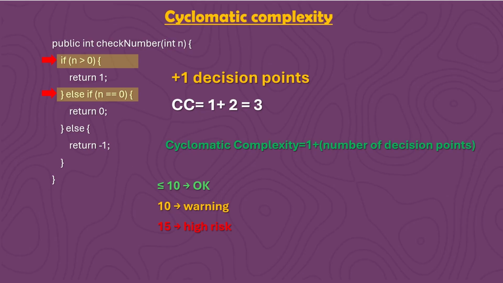So PMD doesn't care about variable assignments, return statements, or code length. It only counts if-else, loops, case and switch statements, catch blocks, and ternary operators. So the simple takeaway is that cyclomatic complexity is the number of independent decision paths in a method, and PMD flags methods when these decisions become too many to safely test or maintain.